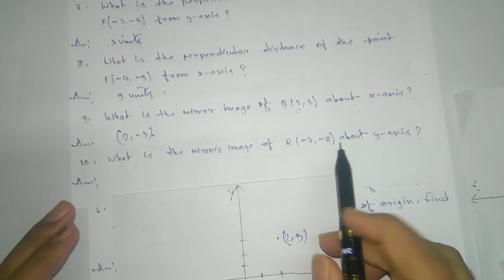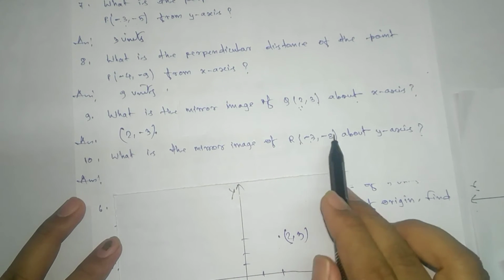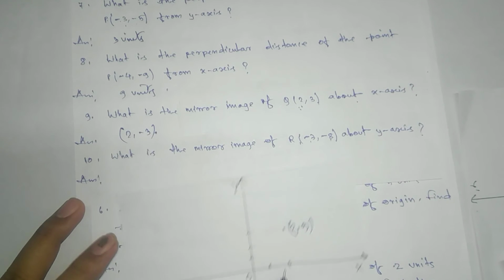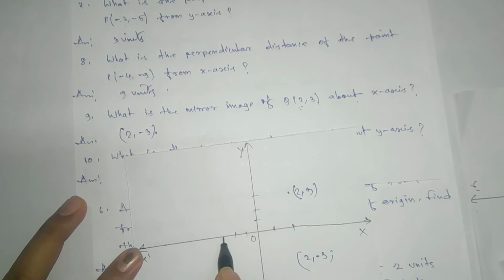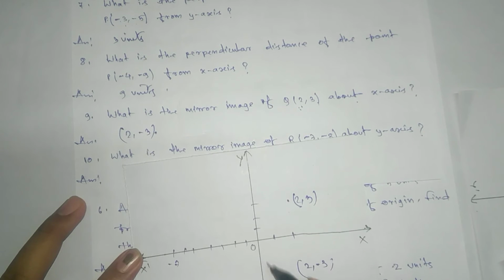Next, what is the mirror image of R, minus 7, minus 8? So minus 7, go this side, 1, 2, 3, 4, 5, 6, 7, minus 7, and what? Minus 8. So go below, 1, 2, 3, 4, 5, 6, 7, 8. Take it here, it is minus 7, minus 8.